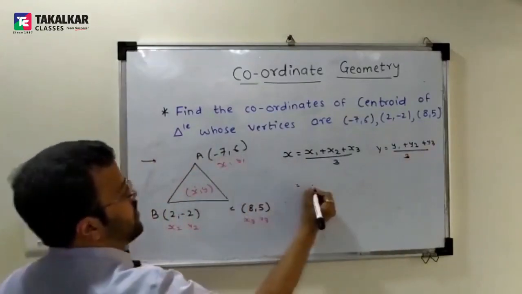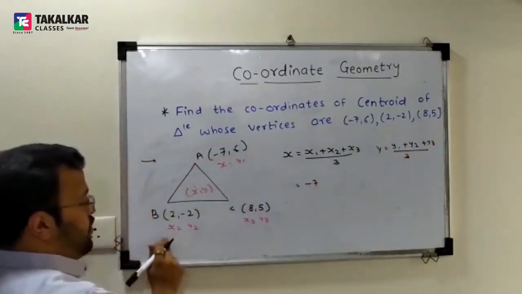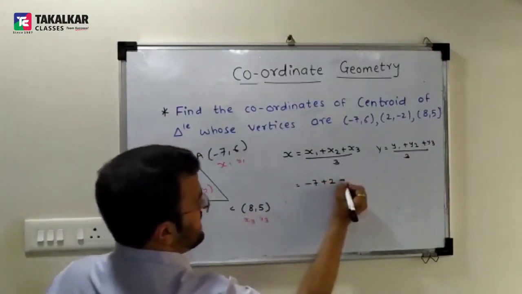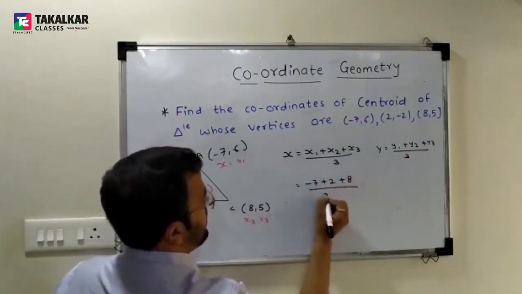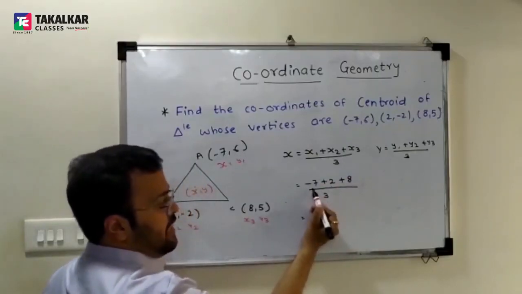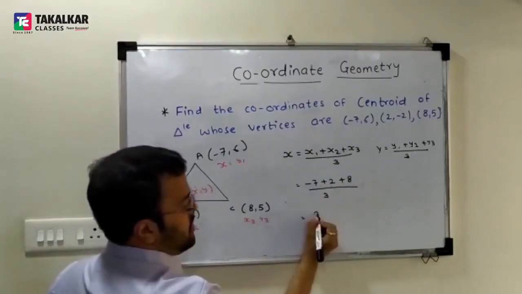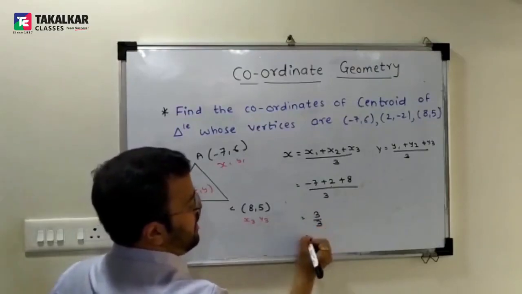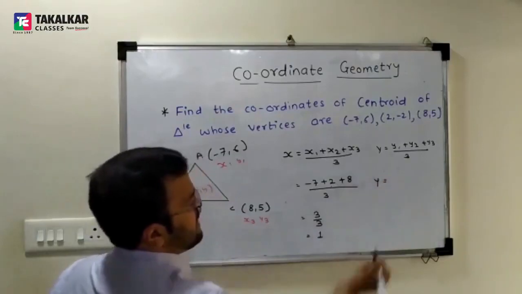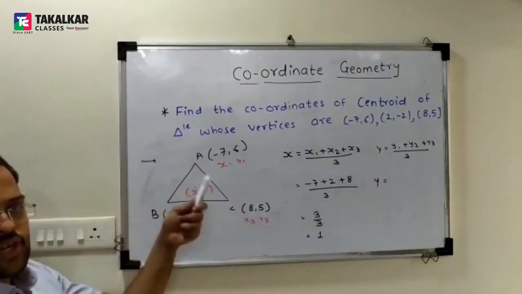What is the value of x1? Minus 7. What is the value of x2? Plus 2. What is the value of x3? Plus 8 upon 3. Now 8 plus 2 is 10, 10 minus 7 is 3. So this is 3 upon 3, which is equal to what? 1. Similarly, y is equal to, just simply substitute the values.